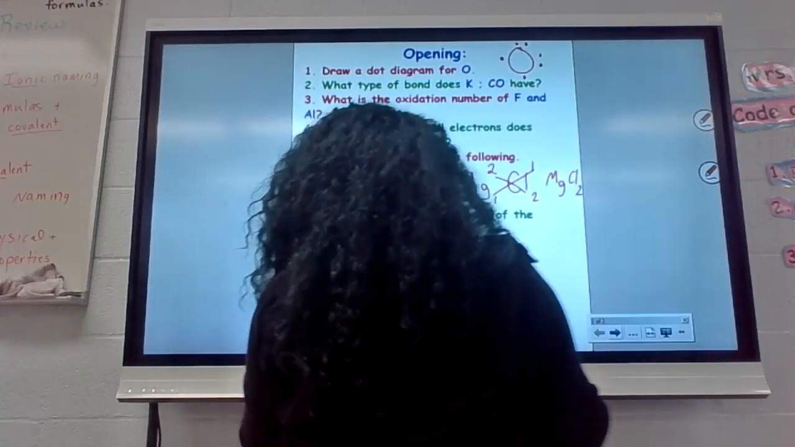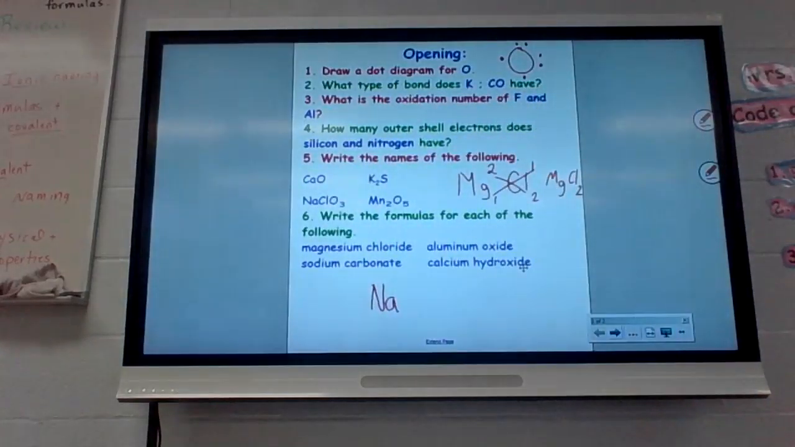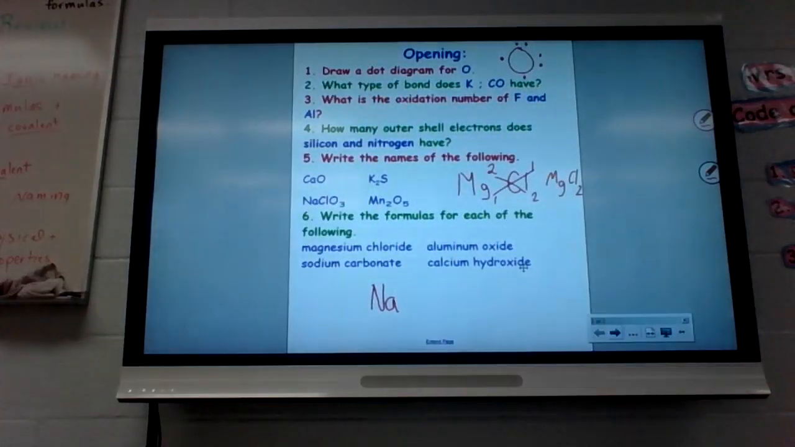Wait. For this one, I don't know how to, because I know it's on the other one, but how do you write it out when you switch it? Are you switching this? Okay, so you switch around to CO3 and then switch. Okay, so keep trace.